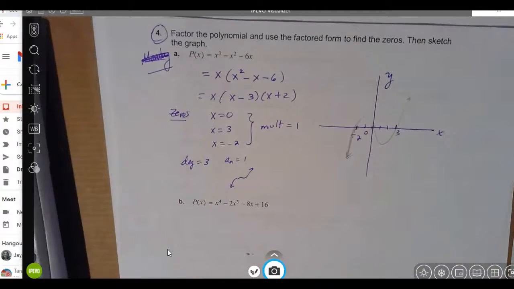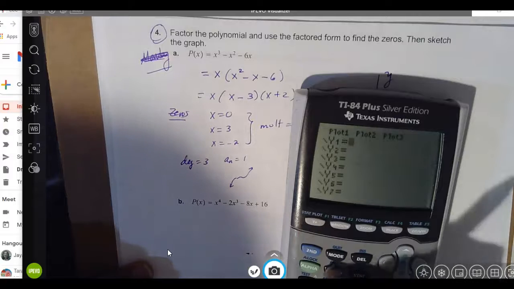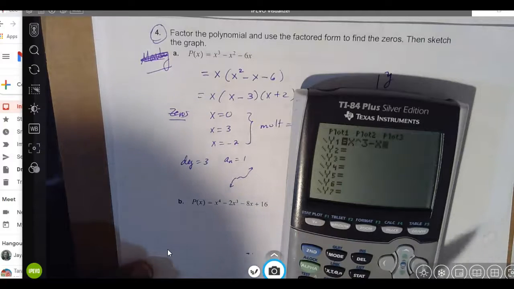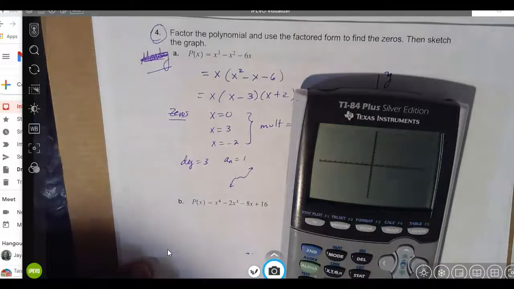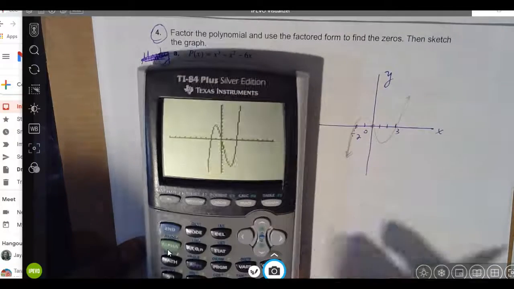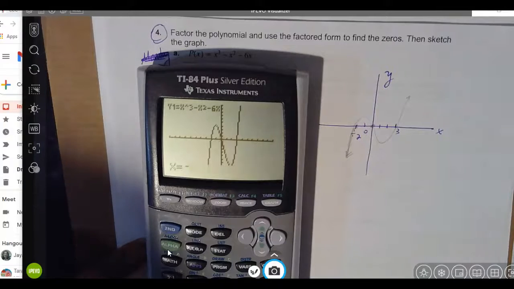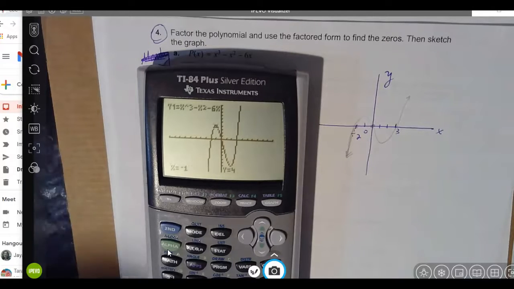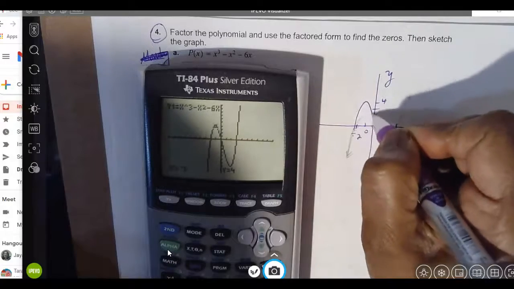Okay, so let's check this on the calculator. Type in that equation, x cubed minus x squared minus 6x. Let's see here. So it goes a little bit lower than what I had. Push trace on your calculator and type in some x values to get some y values correspondingly. So it goes up like so.